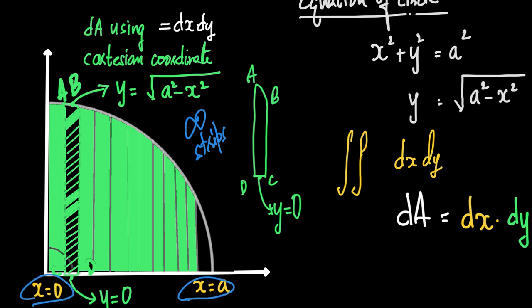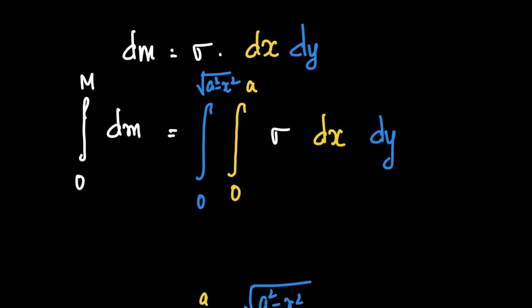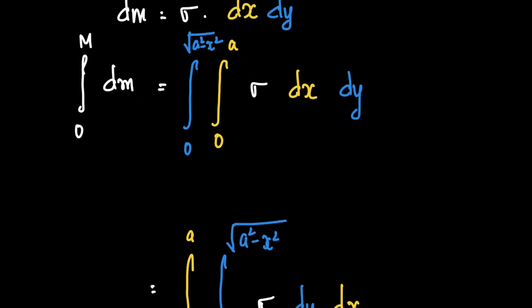And every strip will have the lower limit of y as 0 and the upper limit of y as root of a square minus x square. And that's how we get the limit here as integral 0 to a along dx and integral 0 to root of a square minus x square along dy. Now the rest of this solution is purely integration, application of maths into physics. That's it. We're done with the physics part here. All that is left is the mathematics part.